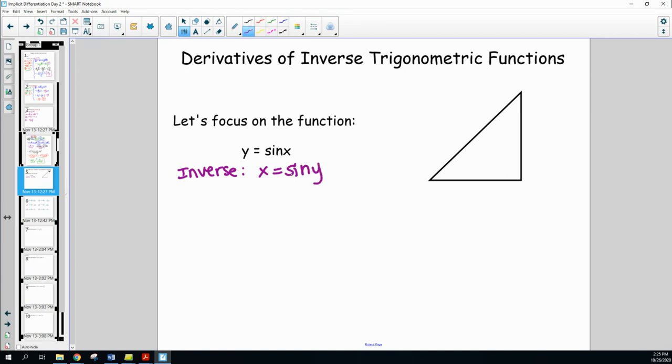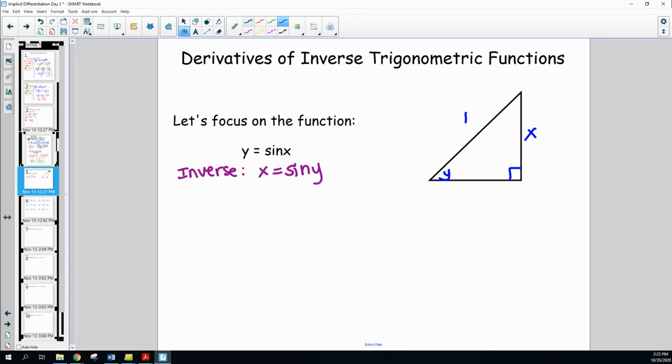Now, if I wanted to find the derivative of this inverse function, we are going to first look at this right triangle to illustrate it better. If I have x equals sine y, let's call this angle y. Sine, if you remember from geometry, is the opposite side over the hypotenuse. So the sine of y is equal to x, which is really x over 1. The opposite is x, and the hypotenuse is 1. We're going to use this in a minute.